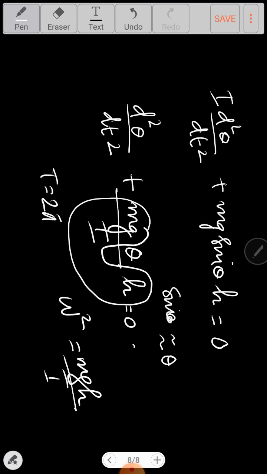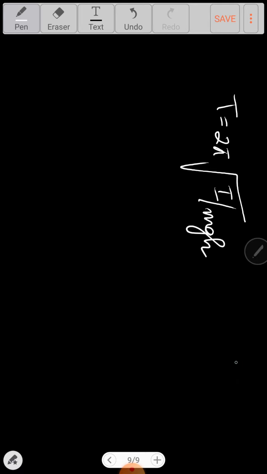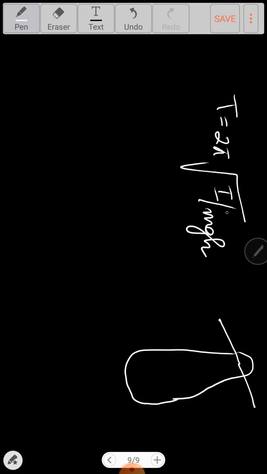T is 2 pi by omega, that is T is equal to 2 pi into root of I by mgh, and this is the time period. And we can write this in another form also. This moment of inertia I is about this axis, and we know the moment of inertia about this axis can be written with the help of the parallel axis theorem.